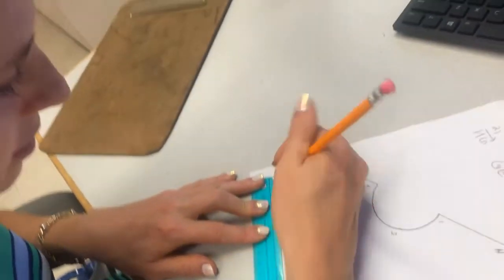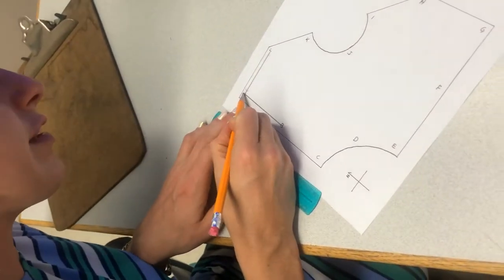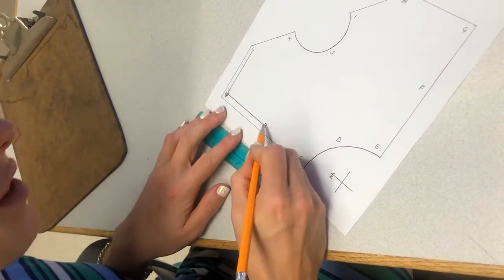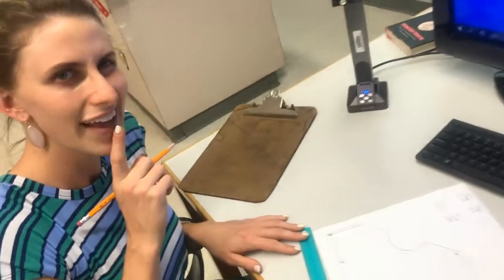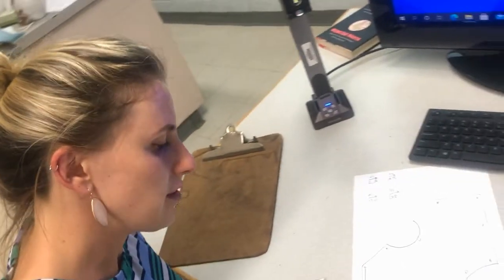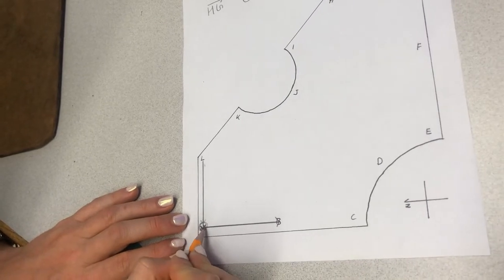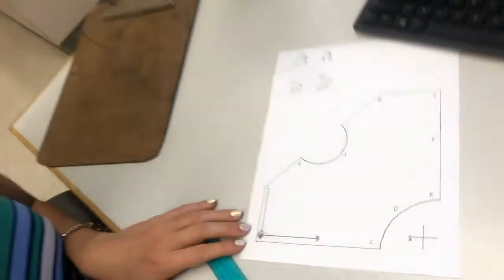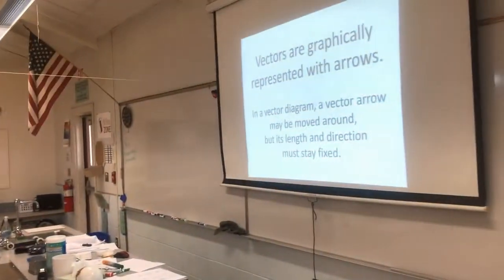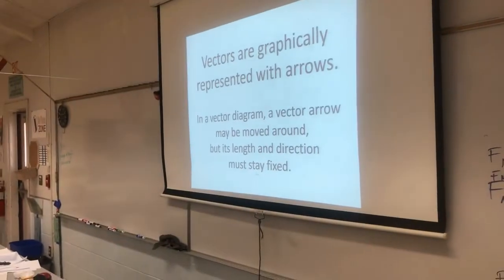Okay. Then from A to B. My stuff's a little bit off. You guys be better than I am. Mr. Boykin said, draw your arrow right at the heart of the letter. And then this one right here. Now notice how I'm adding these head to tail. I'm adding the head of the first one to the tail of this one, because that's where you turn and walk in the other direction. Vectors are graphically represented with arrows. In a vector diagram, a vector arrow may be moved around, but its length and direction must stay fixed.